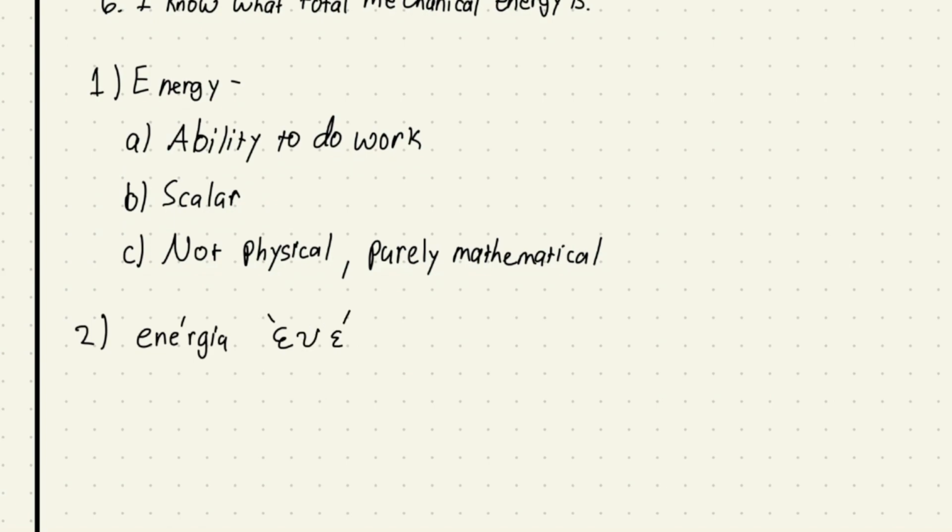Epsilon, nu, epsilon, rho, gamma. Oh, that's another nu. So rho, gamma, and iota, and alpha.